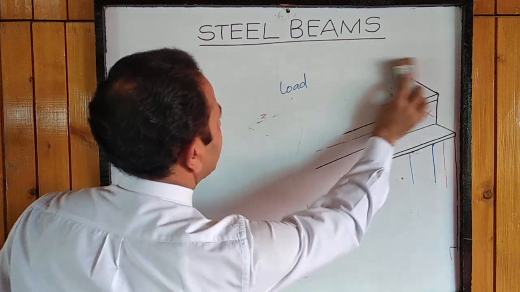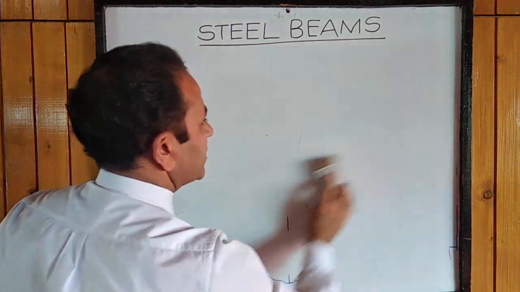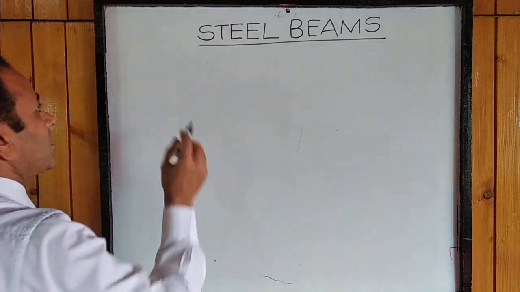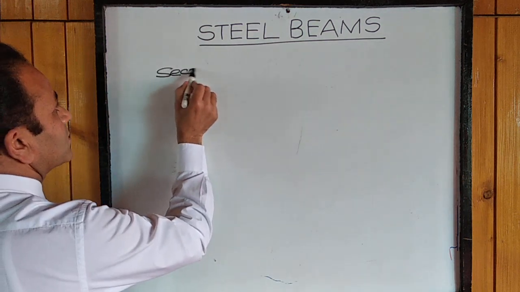Then we come to certain technical aspects of a steel beam. Say one of its properties is known as section modulus.